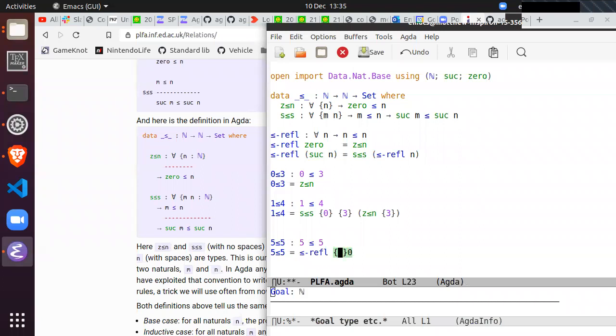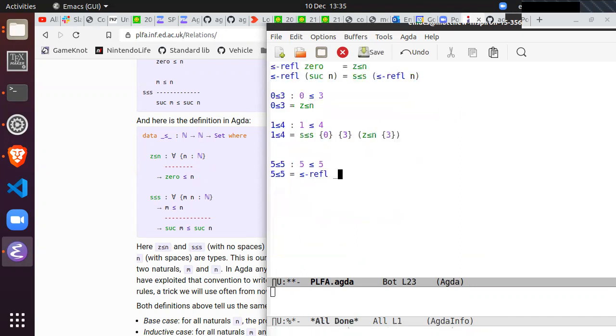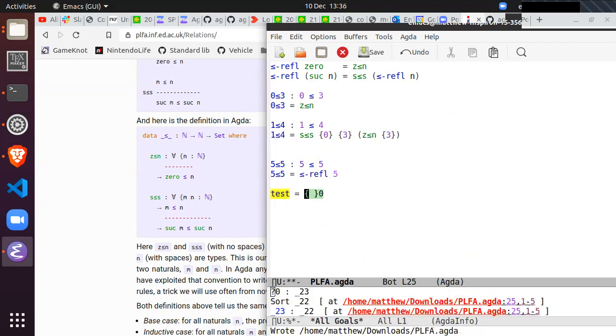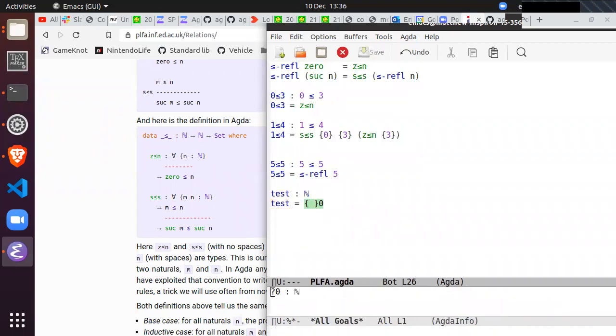And indeed, we can fill in 5, we can ask Agda to fill it in for us, or we can put an underscore there, and again it will infer what we need to put there. But notice for this definition, the value of that expression actually is s less than s applied to s less than s applied to s less than s applied to s less than s applied to z less than n. So let us try and ask Agda to normalize what our proof of 5 less equal to 5 is.